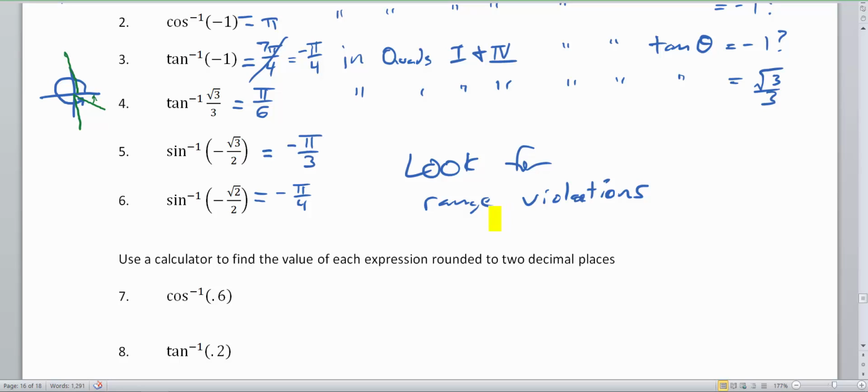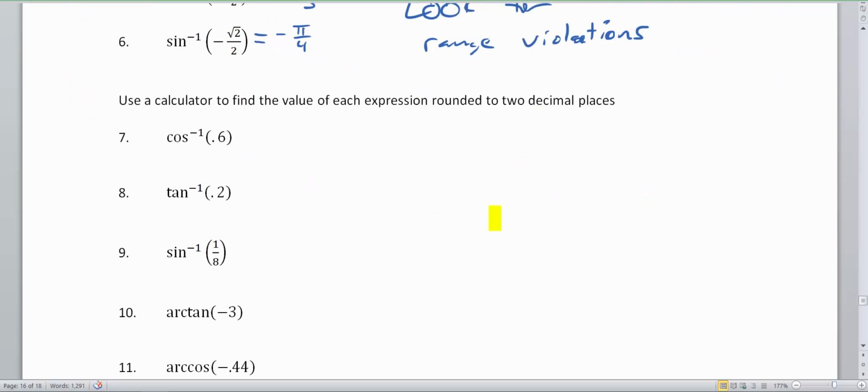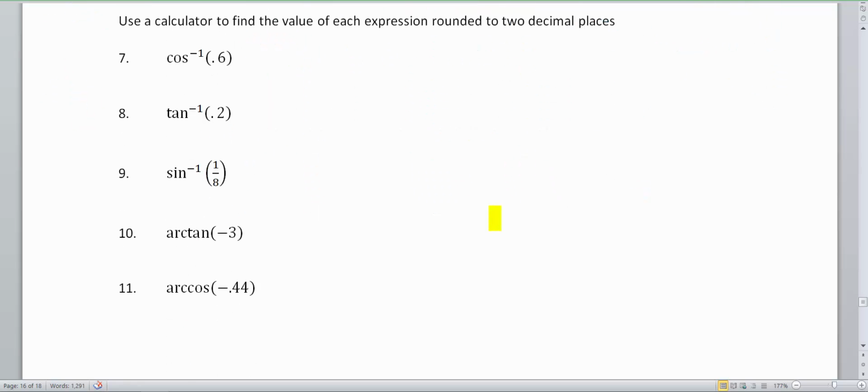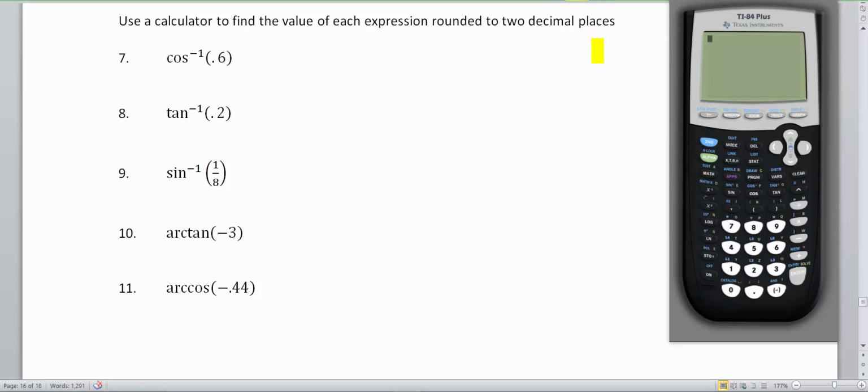Now to end this video, we are going to use a calculator to find the value of each of these expressions rounded to 2 decimal places. Please make sure you have your graphing calculator here. Actually, you don't need a graphing calculator; you could use a normal calculator. For either one, click the mode key and make sure that you are in radian mode. This is the default of all graphing calculators, so that's kind of nice. So now I'll click second mode, and I'll use the calculator to get these values.